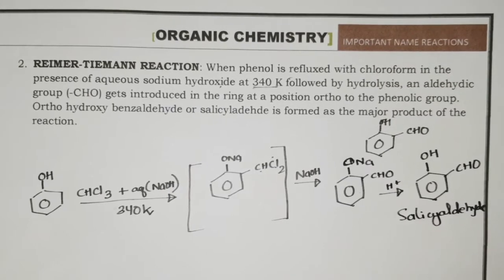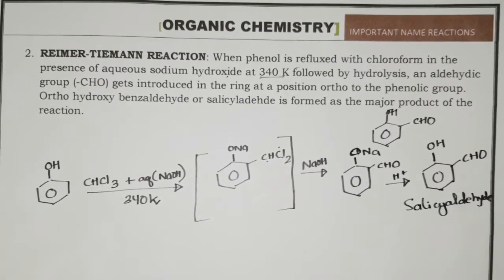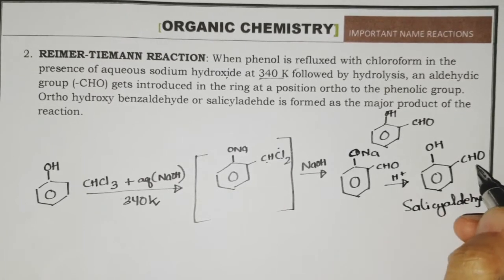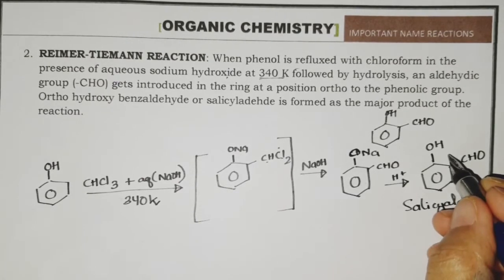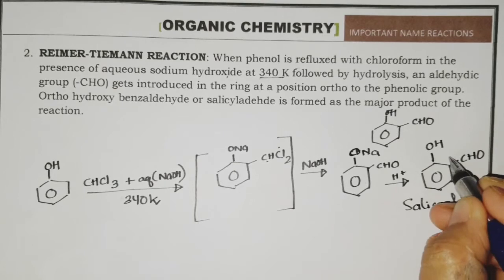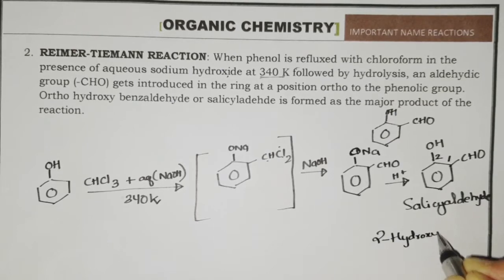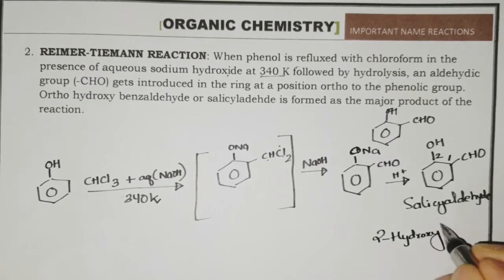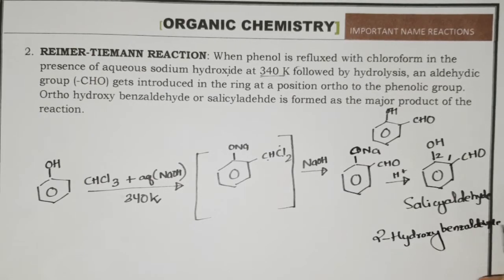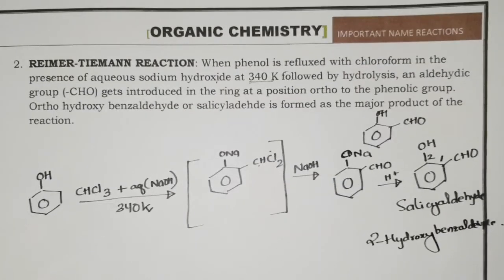This one is its common name, and what is its IUPAC name? Again CHO and OH. CHO will get preference, so 1 then 2, so its IUPAC name is 2-hydroxybenzaldehyde.